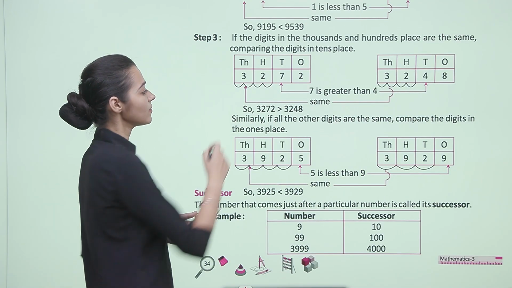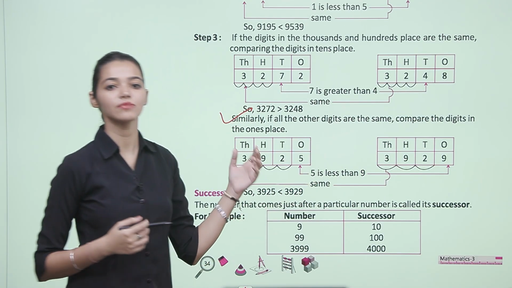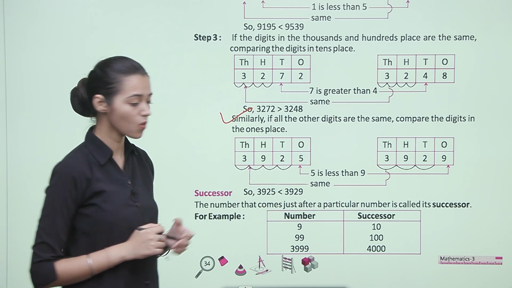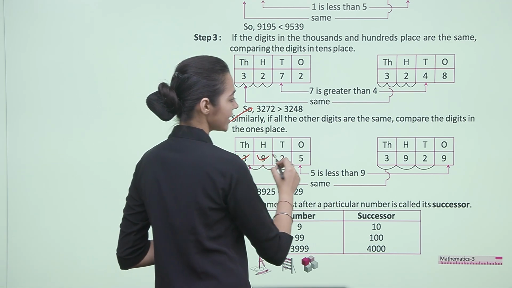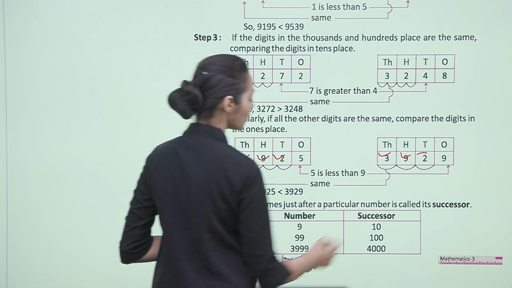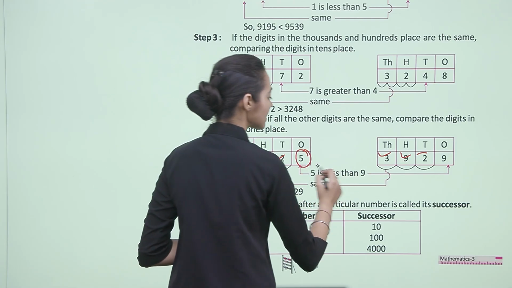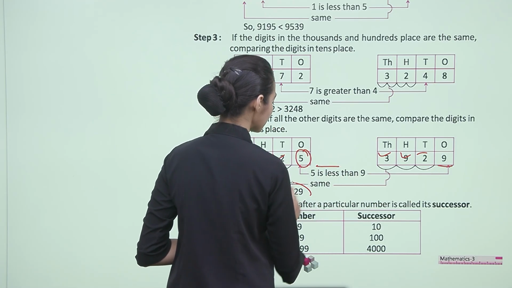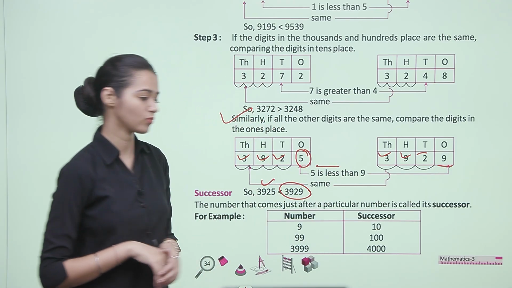Now similarly, if all the other digits are the same, then we will compare the digits in the ones place. That means 3, 9, 2 are the same in both cases. Here 5 is less than 9, so that means this number is greater than the leftmost one.